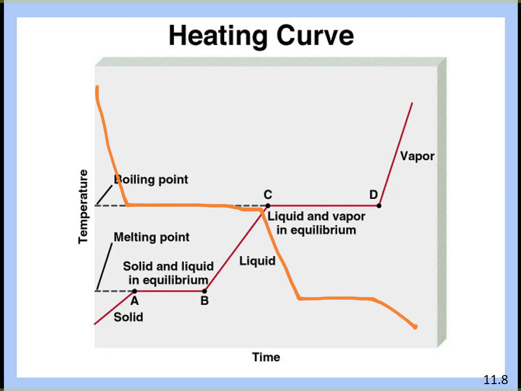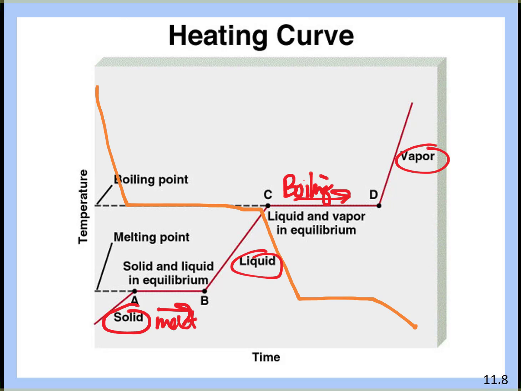In your heating curve, we have solid. Then we are melting. If we're going this way, we're melting. Then we are at a liquid phase. Then we are boiling, if we're going this way. And then we have our vapor. At boiling and melting, notice that it says equilibrium. These are the phase changes. And remember, at phase changes, you're crossing that equilibrium line, and so you should have both phases there at equilibrium. In other words, both of them are present.